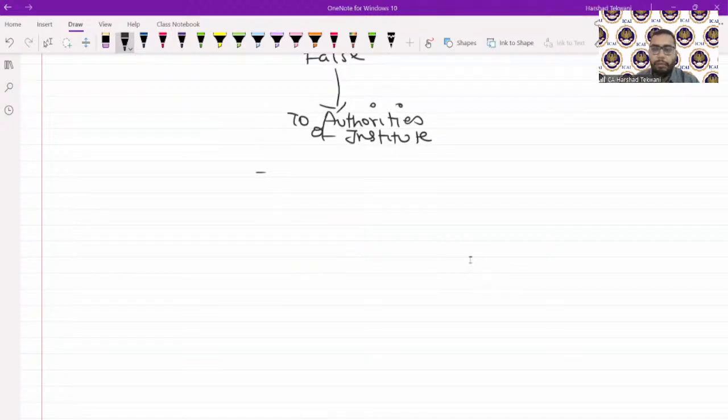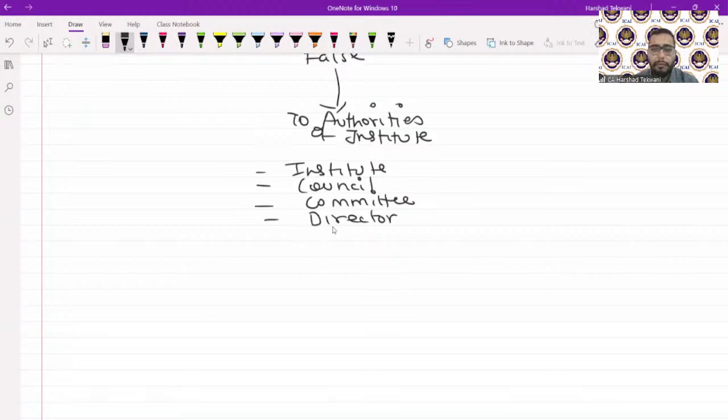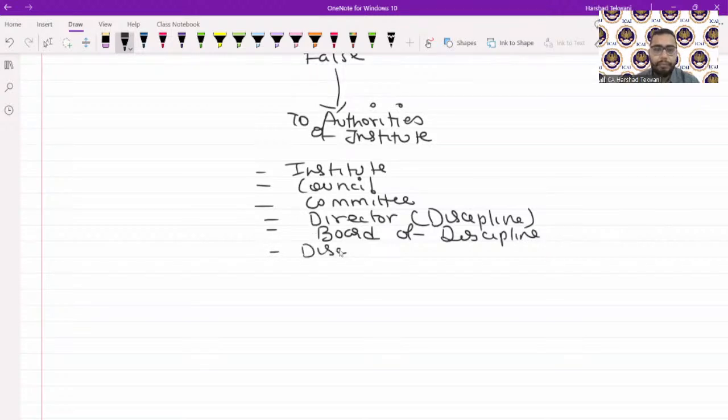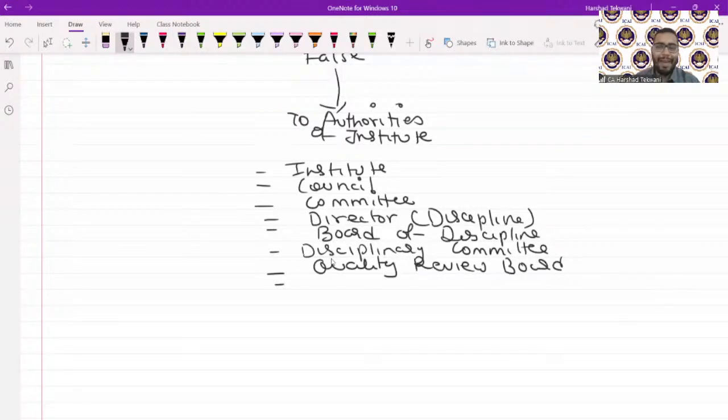So, institute, then council, then committees of institute, then director discipline, then board of discipline, then disciplinary committee, then you can say quality review board, then you can say any other apparent authority of institute, appellate authority.